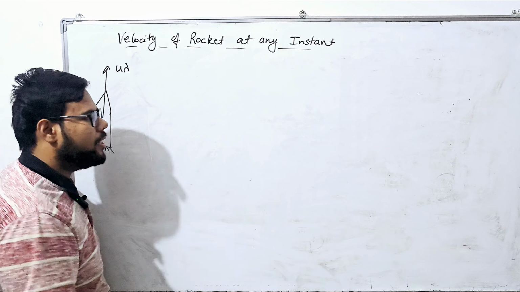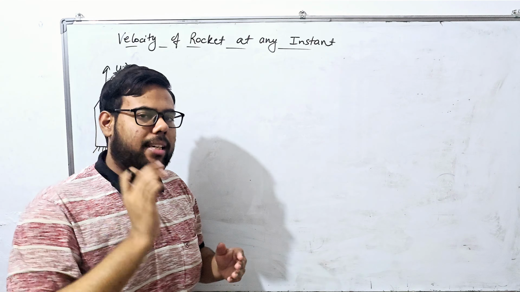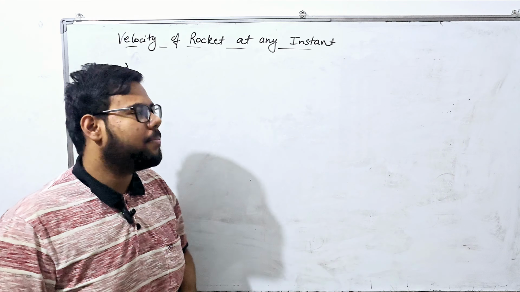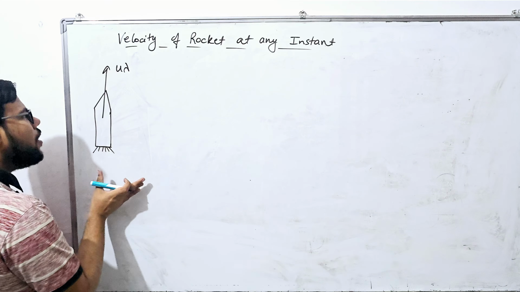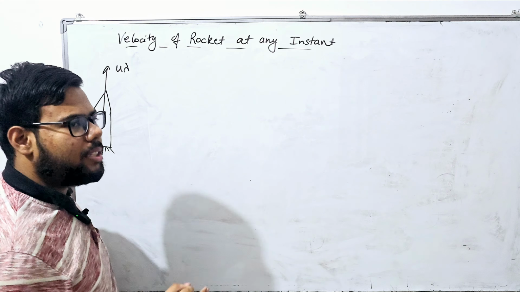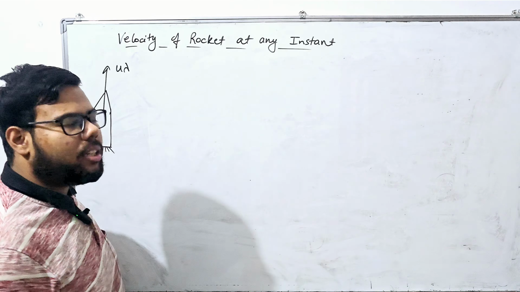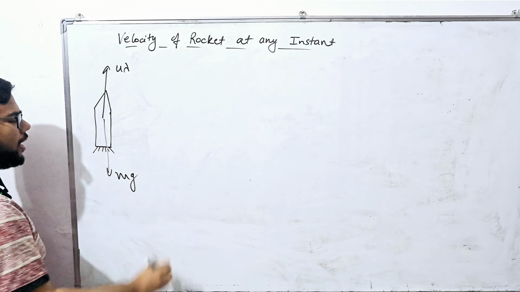Let me define certain terms. Lambda is the amount of fuel ejected per second and u is the exhaust velocity, the velocity at which the fuel is being ejected or exhausted. This causes an upward thrust on the rocket, due to which the rocket moves upward. So what are the forces acting on the rocket? Ideally there are two forces only: one is this thrust and the other is the gravitational force mg.